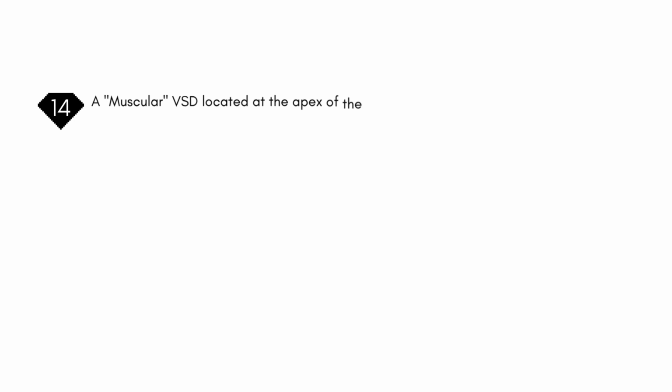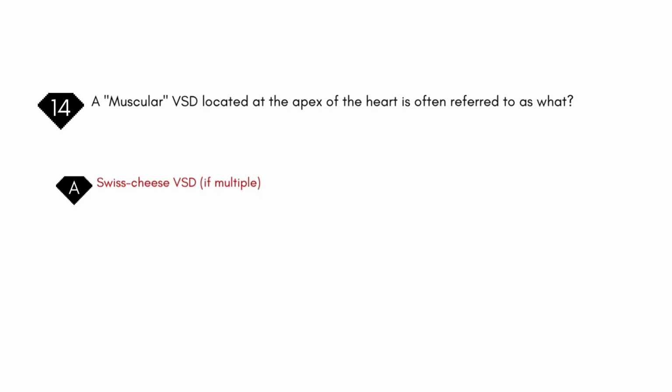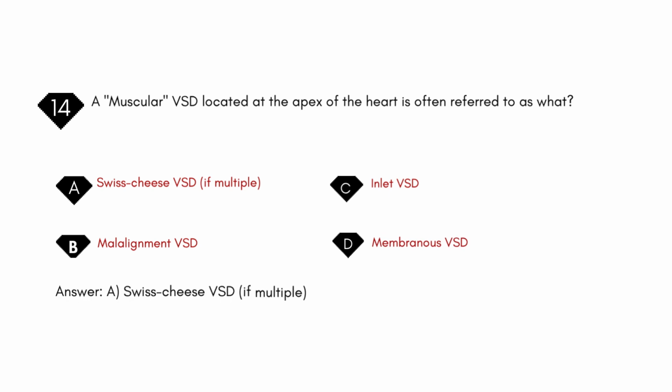A muscular VSD located at the apex of the heart is often referred to as what? A. Swiss cheese VSD, if multiple. B. Malalignment VSD. C. Inlet VSD. D. Membranous VSD. Answer: A. Swiss cheese VSD, if multiple.